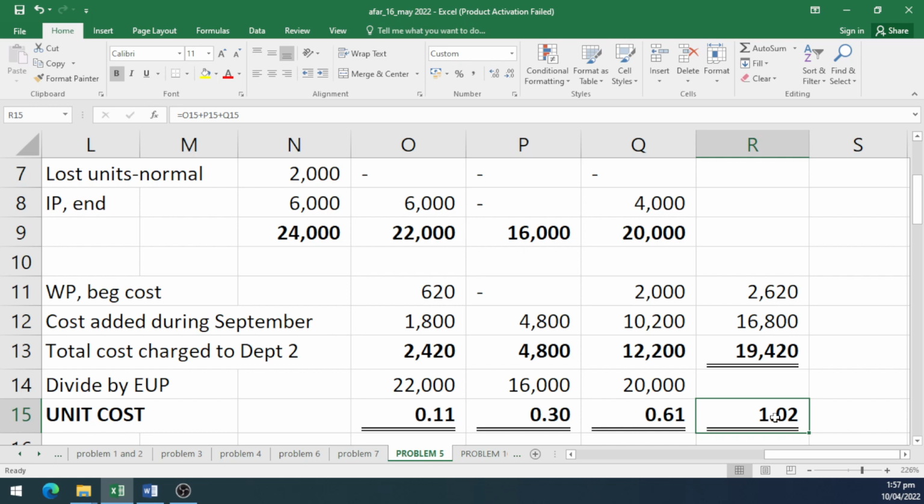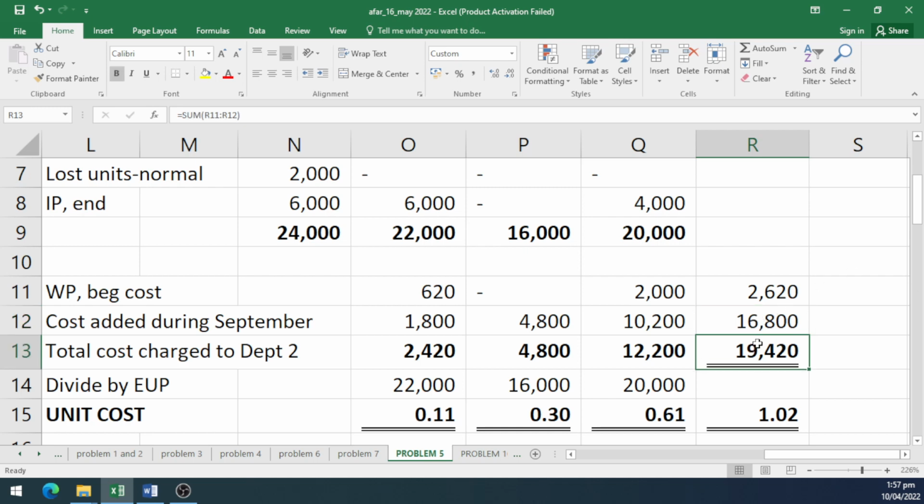And the total cost charged to this department is 19,420. WIP beginning, work in process beginning, then cost incurred during September: materials, labor, and overhead. Total cost of goods placed in process, 19,420.